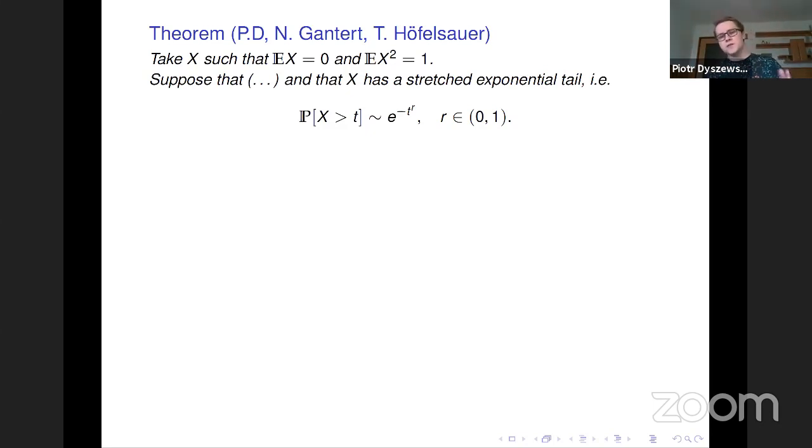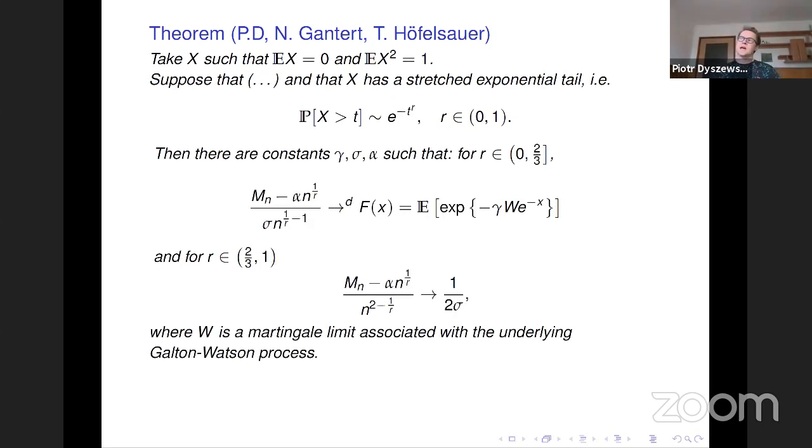All right, so under some technical assumptions that I want to omit because I don't want to make my slides too complicated, we have the following. Assuming that the law of this generic random variable is stretched exponential, and that this guy is centered and has variance 1, it turns out that you have 2 different regimes of the behavior of your rightmost particle.